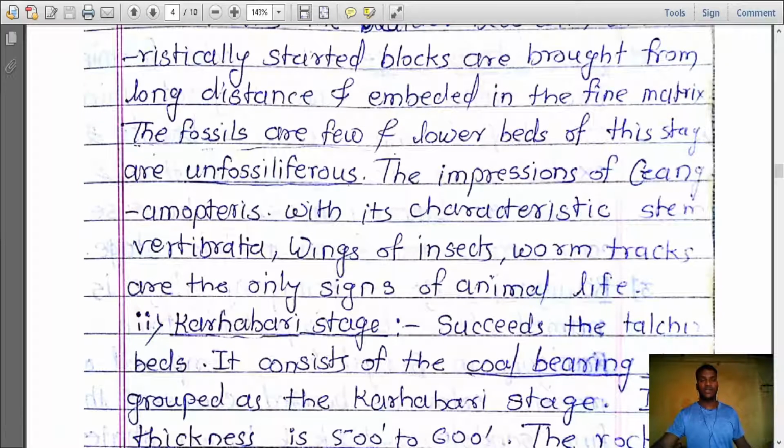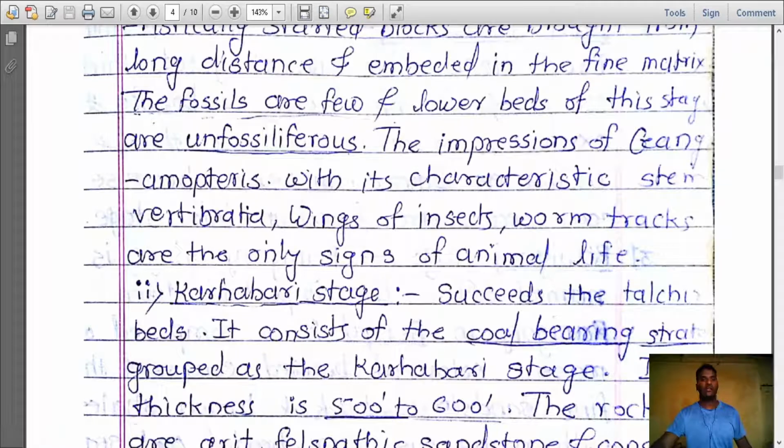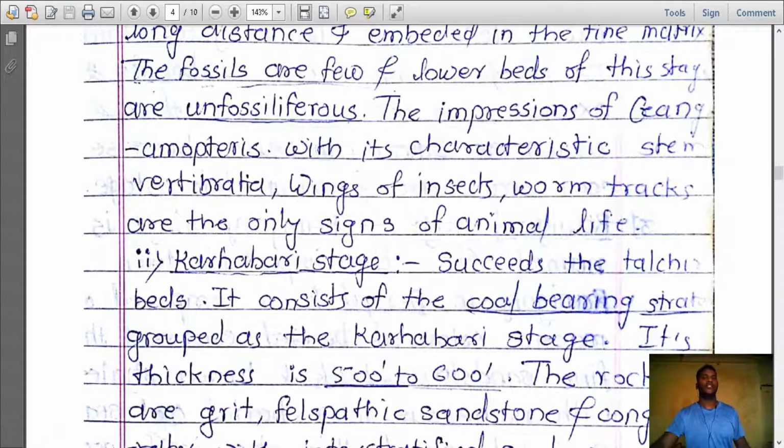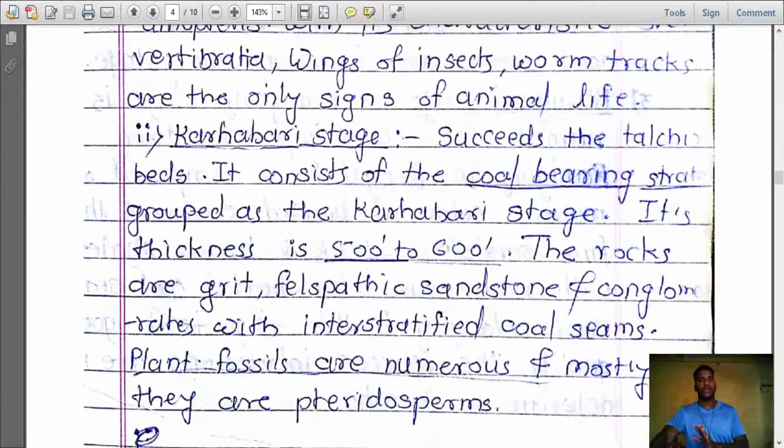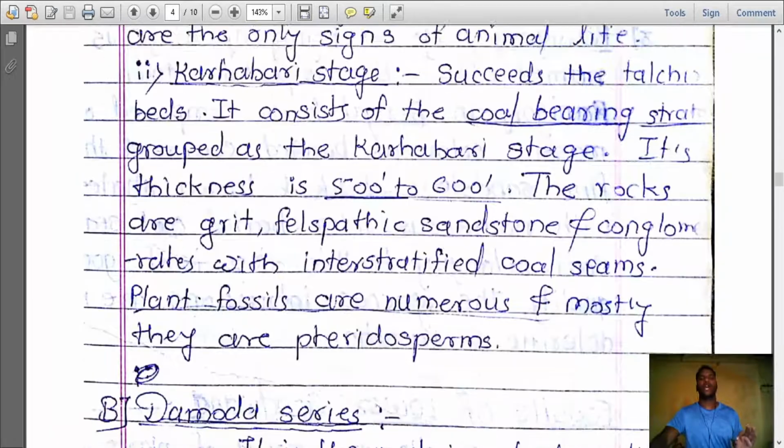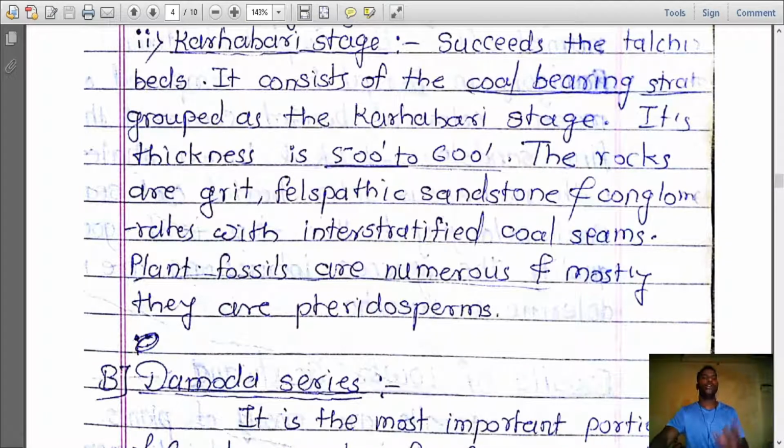Karbari stage succeeds the Talchir beds. It consists of the coal bearing strata grouped as the Karbari stage. Its thickness is 500 feet to 600 feet. The rocks are grit, felspathoid sandstone, felspathic sandstone and conglomerates with interstratified coal seams. Plant fossils are numerous and mostly they are pteridosperm.